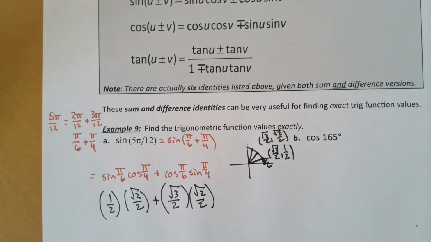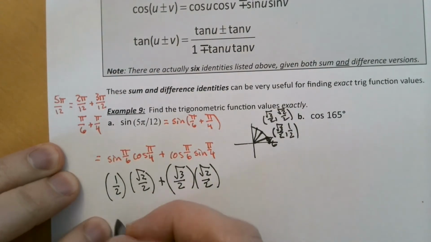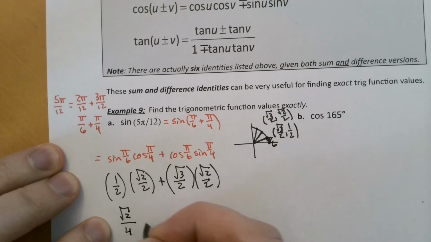Okay, there it is. Now we just need to do a little bit of algebra to simplify this expression. Note that we can just multiply across for the fraction, so I get root 2 over 4 plus the square root of 6 over 4.